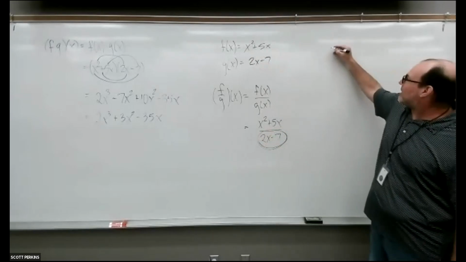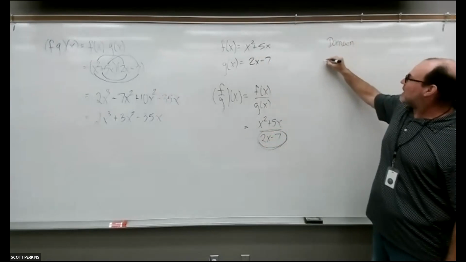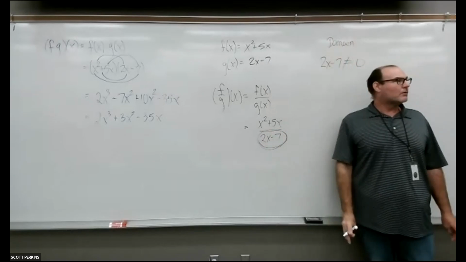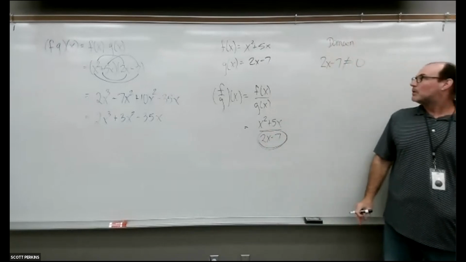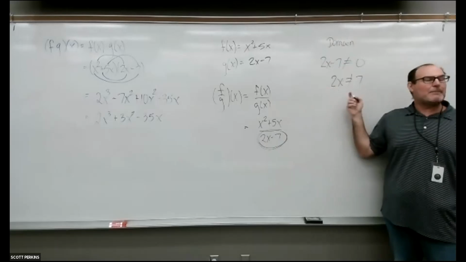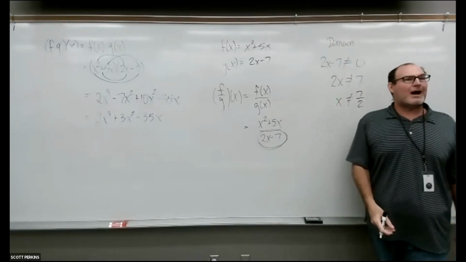So I'm just going to come up here, and for my domain question, I'm going to say, okay, 2x minus 7, that can't be 0. Add the 7, so 2x can't be 7. Divide by 2, x can't be 7 over 2. That's the value I have to omit.